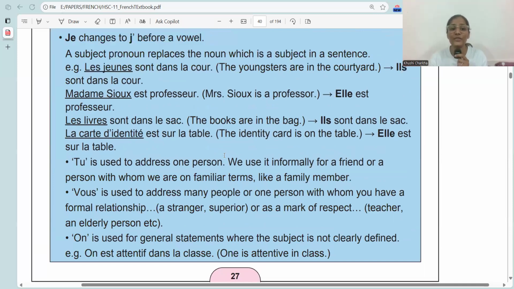Another example. Les livres sont dans le sac. The books are in the bag. Here the subject is what? Les livres.